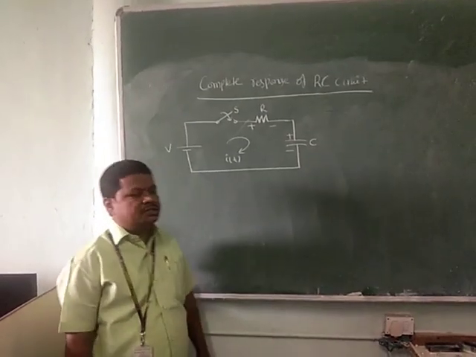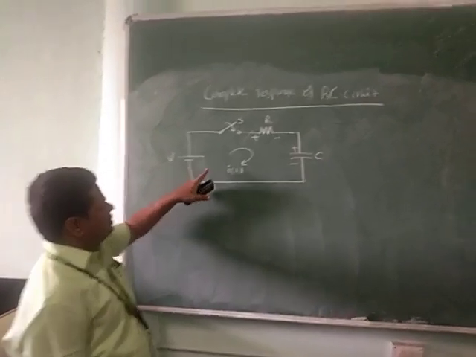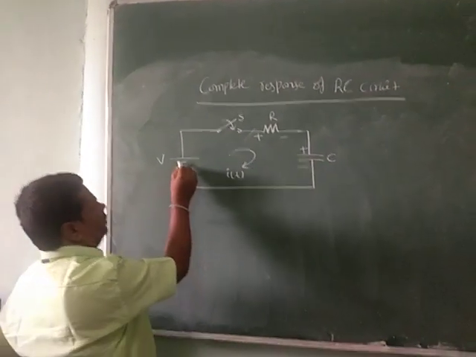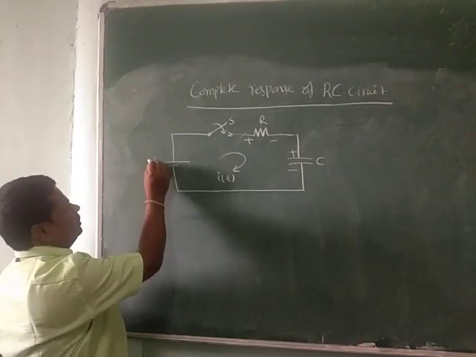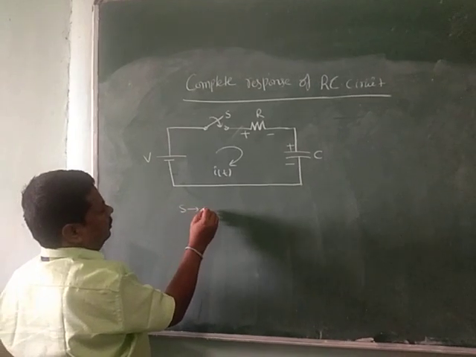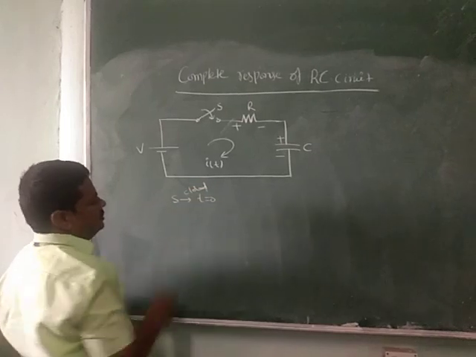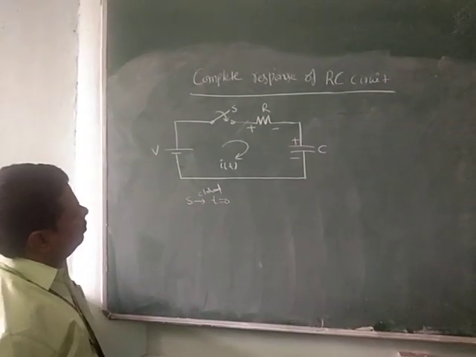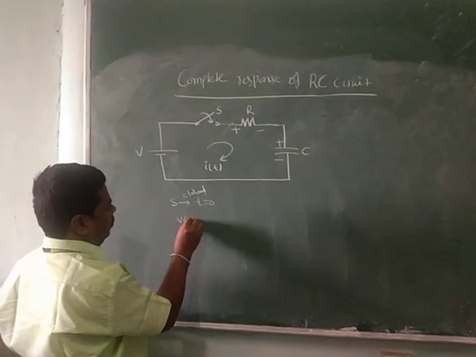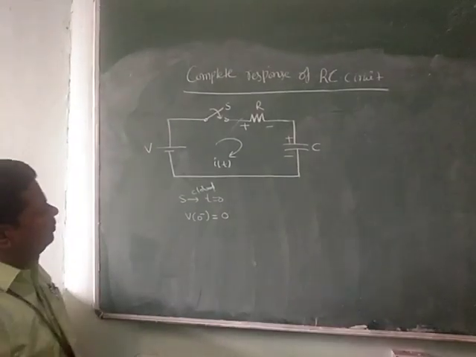So today we are going to discuss the complete response of an RC circuit. The resistor and capacitor are connected in series with a voltage source and a switch. The switch is closed at t equal to 0, and one more condition is that the initial voltage across the capacitor is also 0.